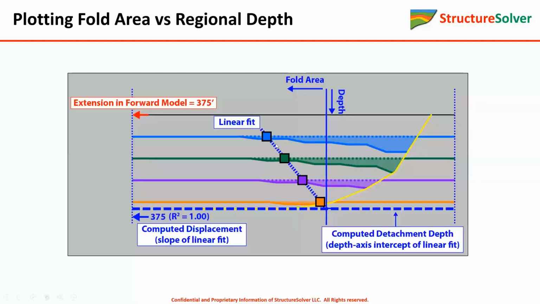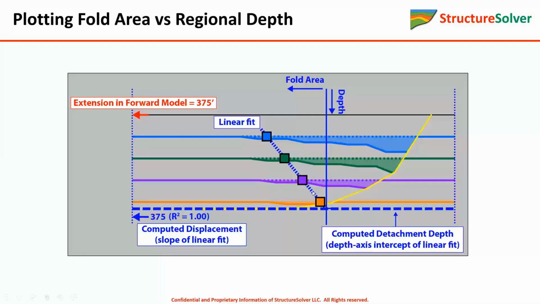And by doing a linear fit, we get the computed displacement. So this is coming from just those fold areas. You'll notice the computed displacement is reported here, and it's 375 feet. And that matches our forward model, the input displacement, exactly. And so that's computed from the slope of that line.